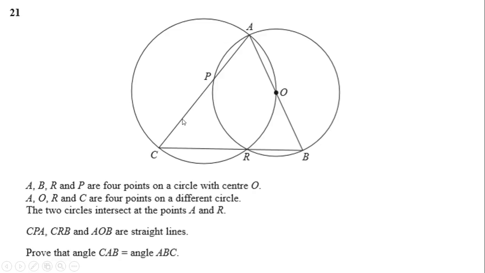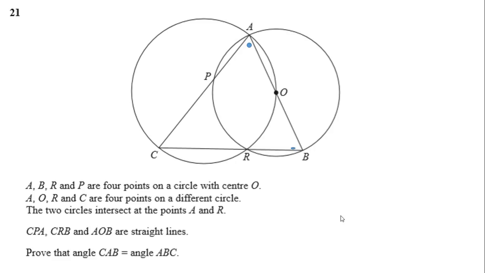All of the lines that you see, so this one going through P, this one going through O, and this one going through R, are straight lines. And what we've been asked to prove is that angle CAB is equal to angle ABC. Just as a reminder, angle CAB is the angle you will draw if you join the dots from C to A and then to B, and ABC, from A to B to C, we'd be drawing this angle here. I'm just going to pop a dot on those two angles so we know the two that we're talking about. So we're trying to prove that those two are equal.